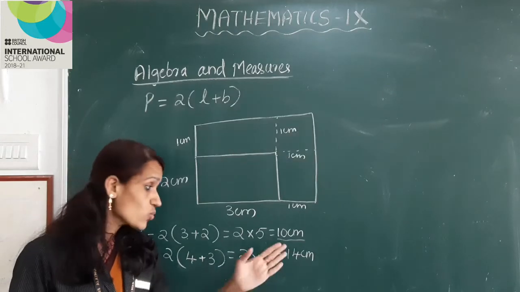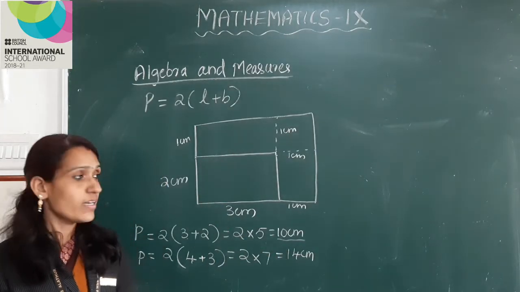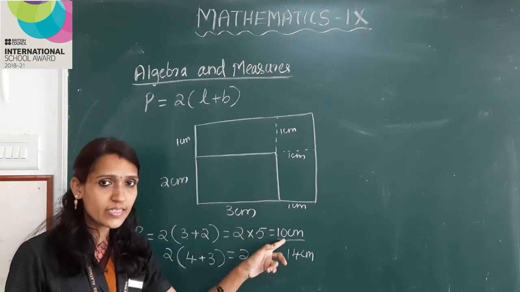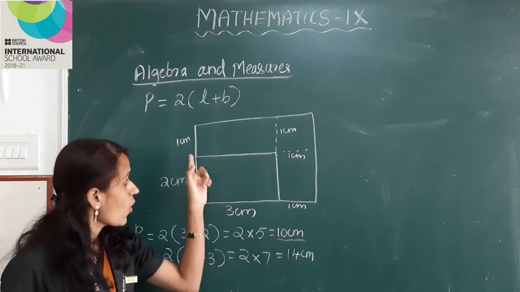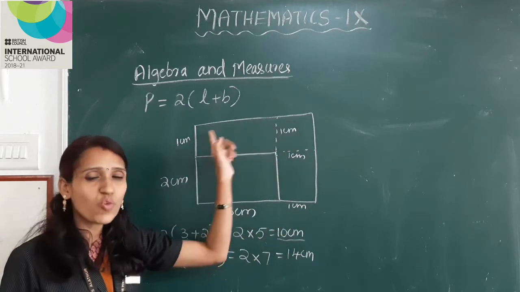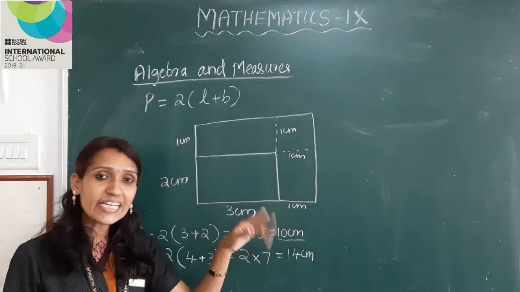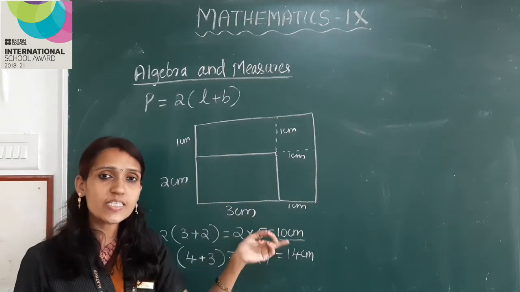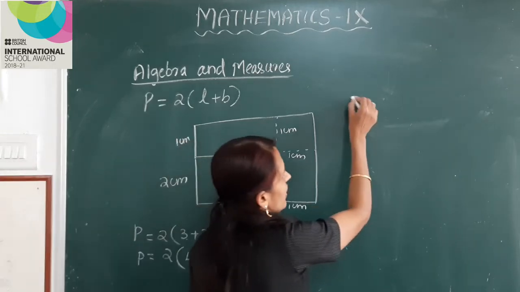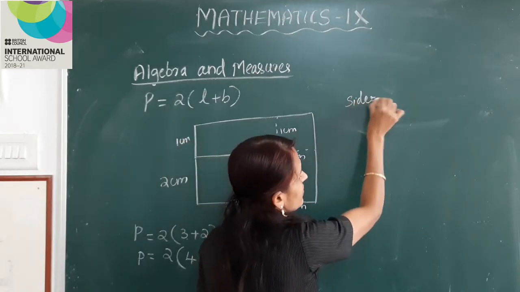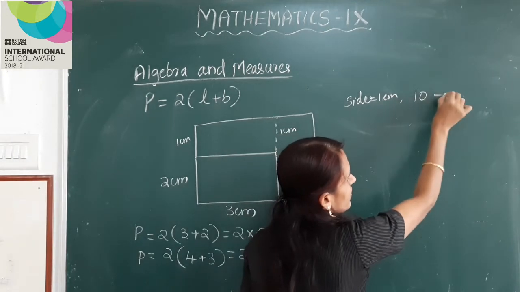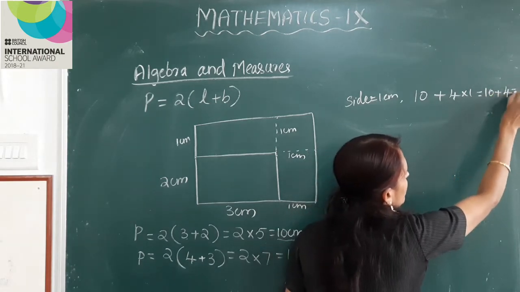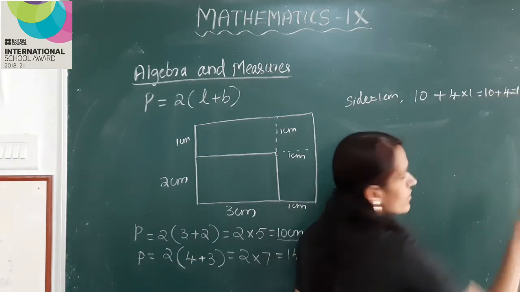Right. We can do this in another way. Here, the perimeter of the original rectangle is 10 centimeter, isn't it? Here, all the sides are extended by 1 centimeter. So, the total increase is 4 sides extended 1 centimeter. So, the total increase is 4 centimeter. So, extended sides is equal to 1 centimeter. Original rectangle 10 plus 4 into 1, 10 plus 4 is equal to 14 centimeter.